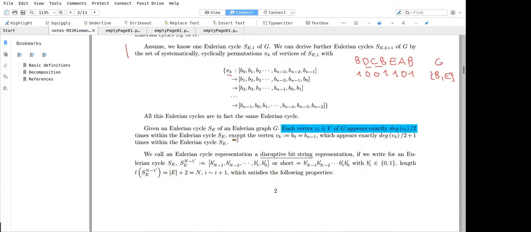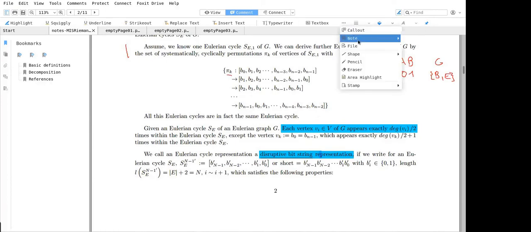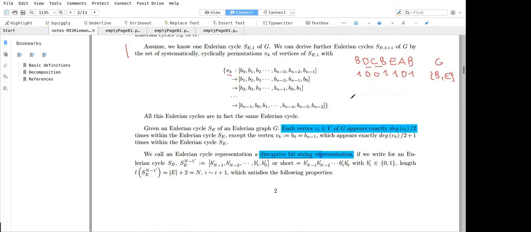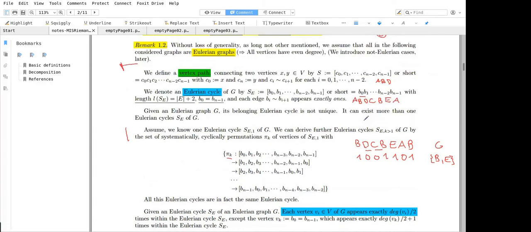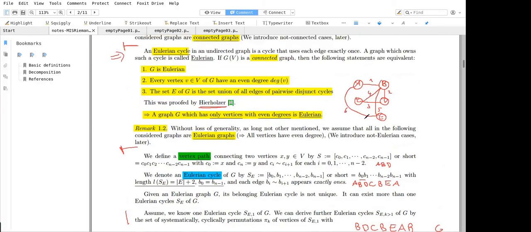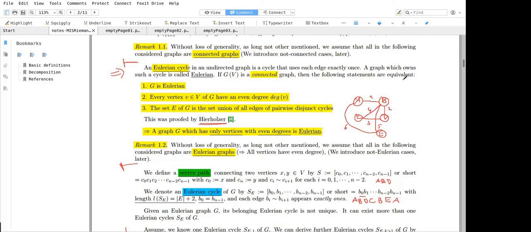That's what we call here disruptive bitstring representation. The intention for this kind of representation is the given problem statement that we want to look at. The given problem statement is that we want to consider maximum, or in general, independent sets. So what are the possible independent sets of our given graph G, which is this thing here?